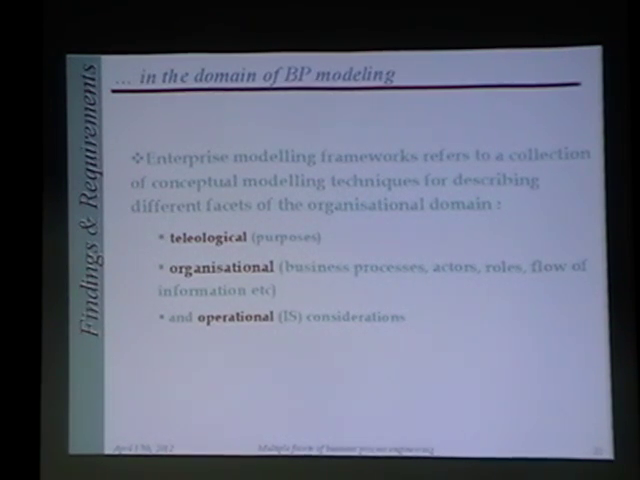So the first one is the intention or purpose, the teleological view. What is the purpose of the system? What is the purpose of the organization? The second one is the organizational dimension, including representation of business processes at the macro but also at the micro level, representation of actors, the roles, the flow of information among activities, among actors, whatever. And finally, the operational considerations for defining the technical information system models.